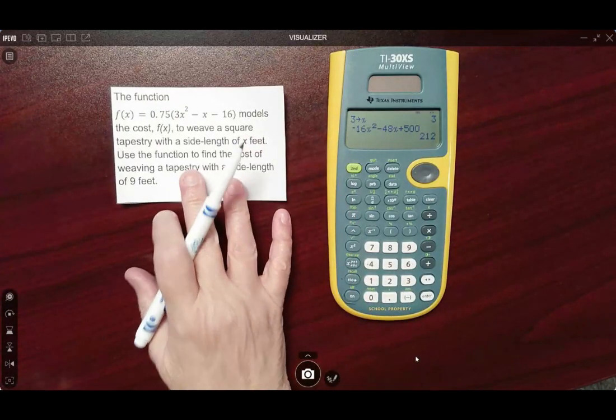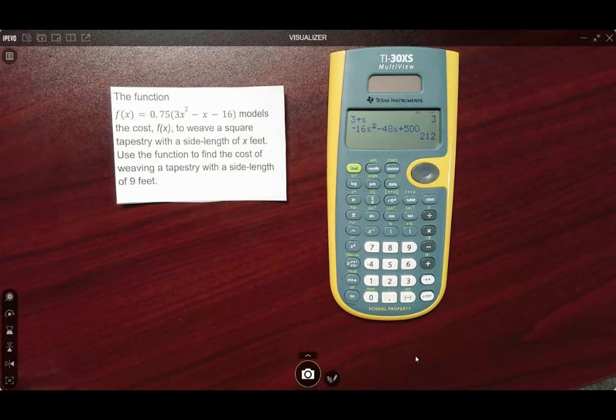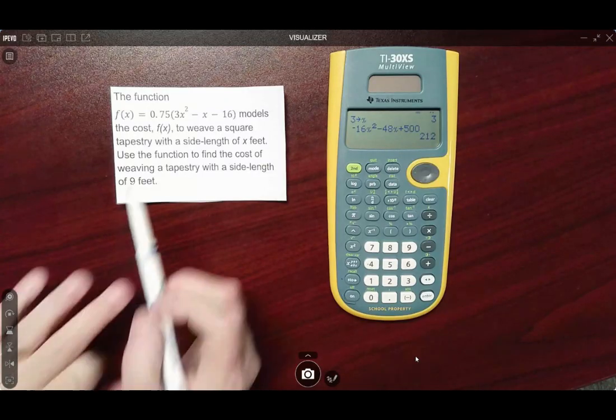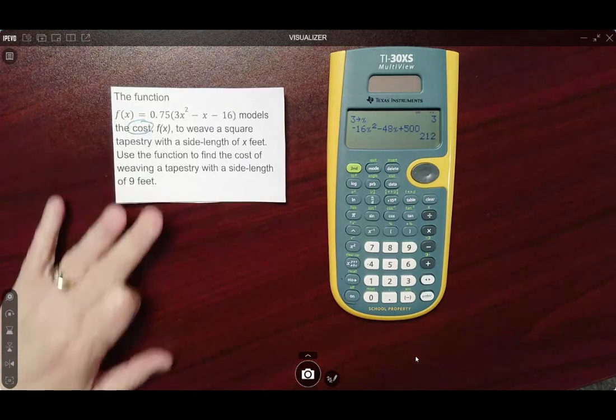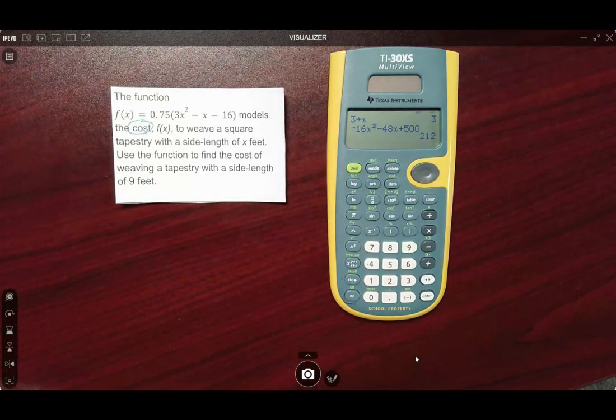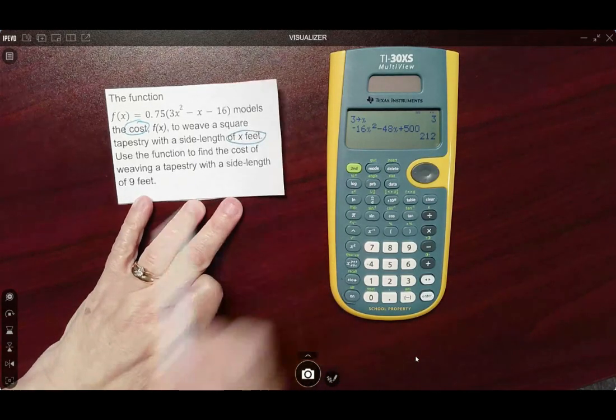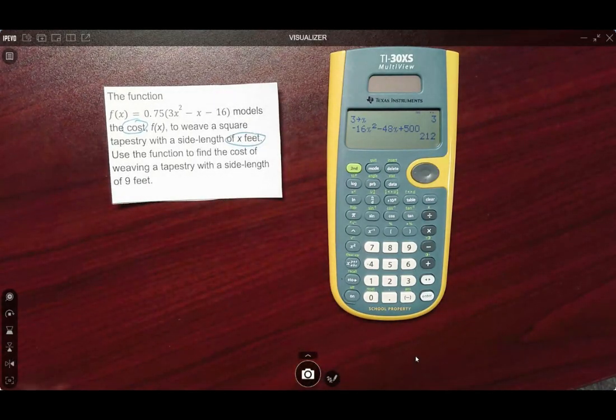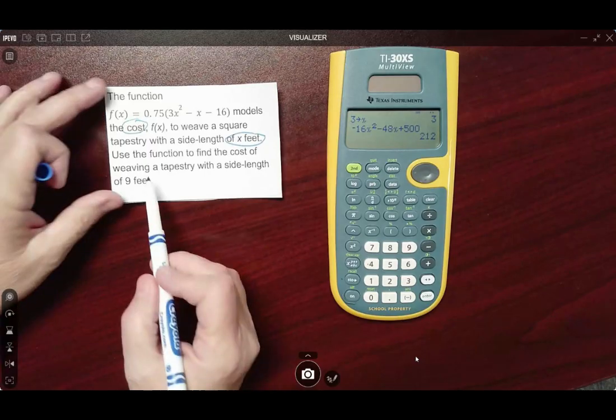The function f of x equals 0.75 times the quantity 3x squared minus x minus 16 models the cost to weave a square tapestry with a side length of x feet. What does my x stand for? Feet. It's how long the side is in feet. Use the function to find the cost of weaving a tapestry with a side length of 9 feet.